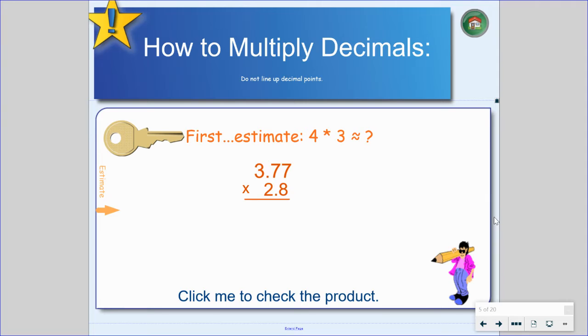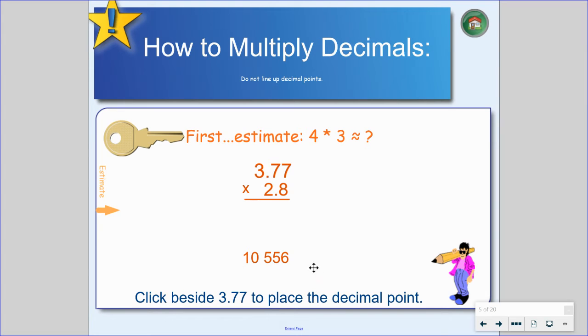So 3 and 77/100ths, that's about 4. 2 and 8/10ths is about 3. So what is 4 sets of 3? You're already thinking to yourself, this should be about 12. Maybe a little lower because 3 and 77/100 is smaller than 4. 2 and 8/10ths smaller than 3. So, but just keep that 12 in the back of your mind. Take that number, put it in your pocket, and let's continue. I know you guys know how to multiply digits, so I will show you the number.